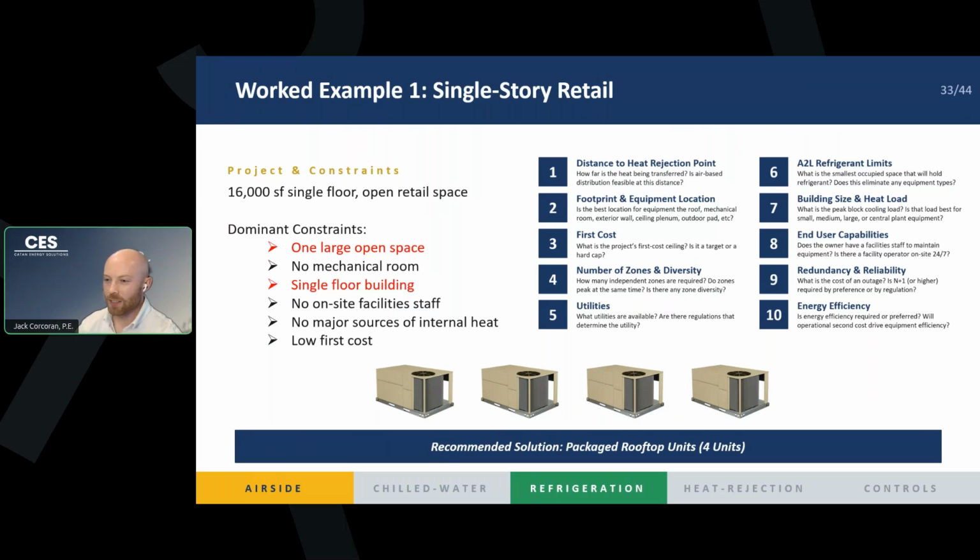So this situation is only two loops: air side and refrigeration. We're going to reject the heat directly into the atmosphere, and we're going to send our cold supply air throughout the space. As I said, rooftop units are great. If you can find an excuse to use them, they're probably one of the most cost-effective ways to cool and heat an office or commercial space.